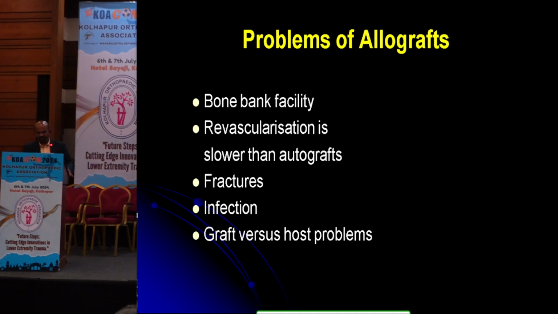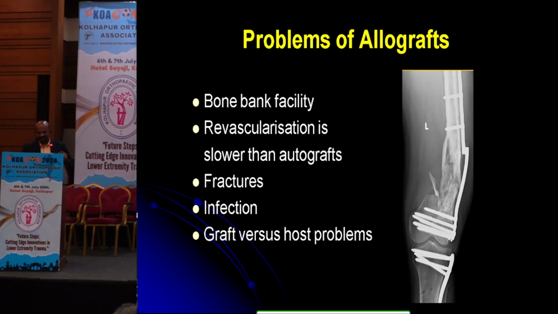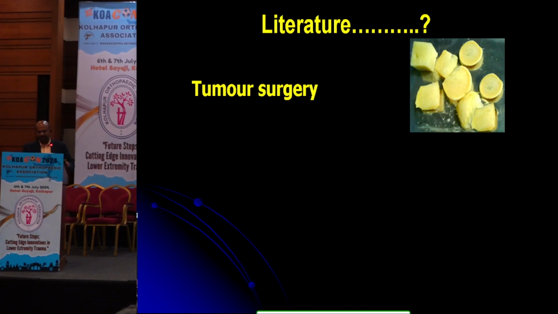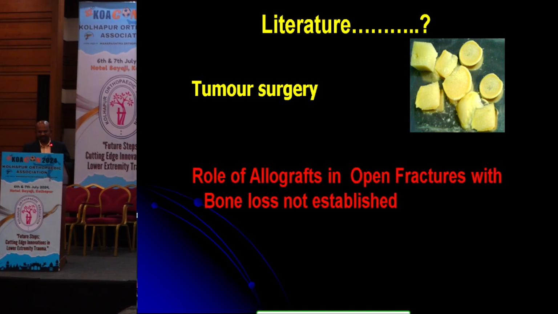The problem with allografts is that we need a bone bank where we process them, gamma irradiate them and store them, and it is a dead shell of bone. It doesn't have any osteogenic potential. It has only osteoconductive property, and there can sometimes be infections, fractures and graft-versus-host problems as well. The role of allografts in managing these kinds of bone defects is very well documented in tumor surgery, but not in open injuries with bone loss like this.